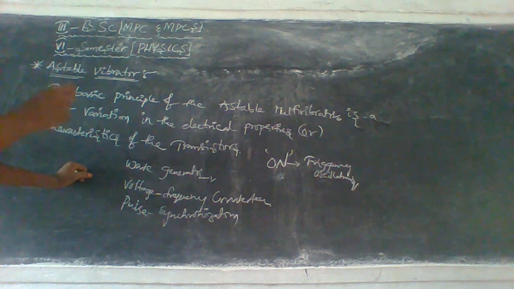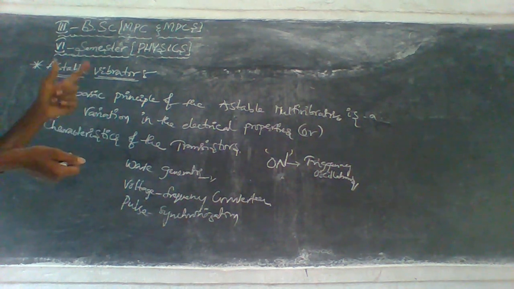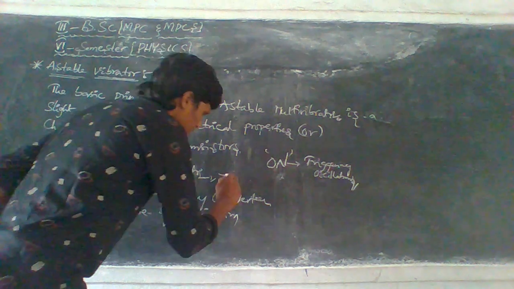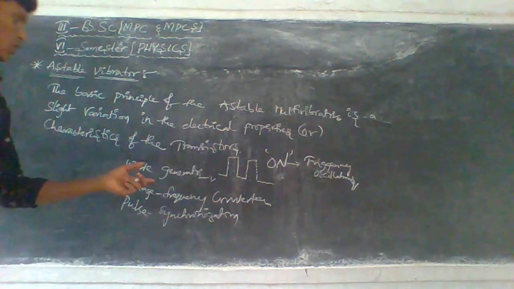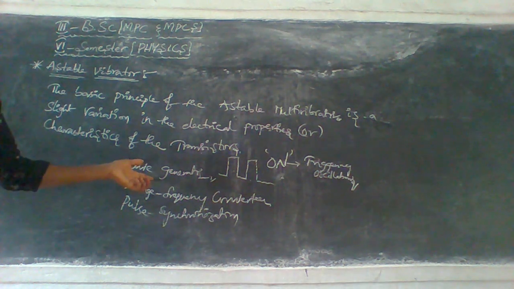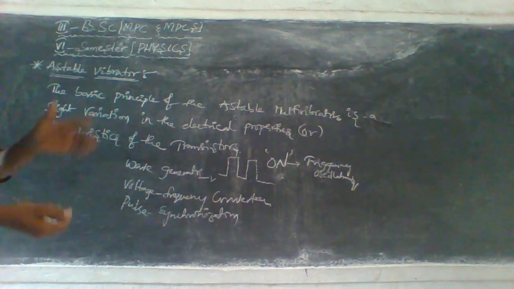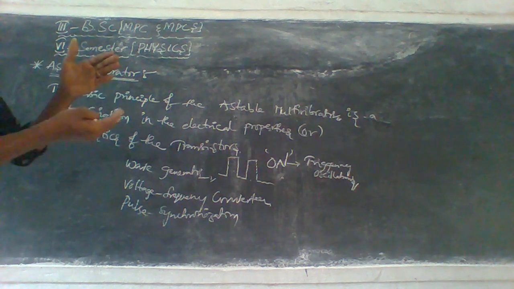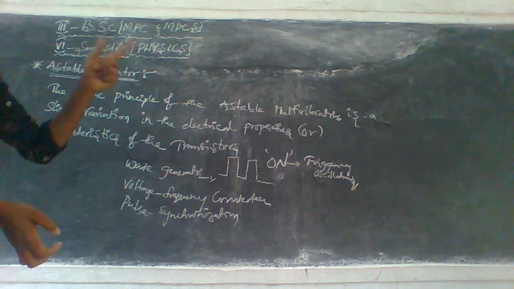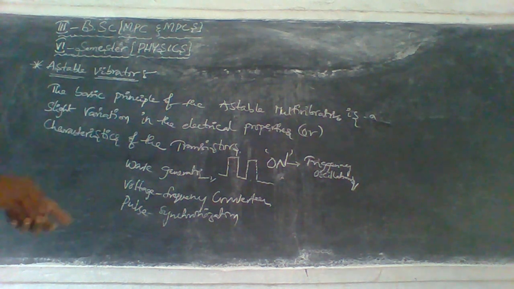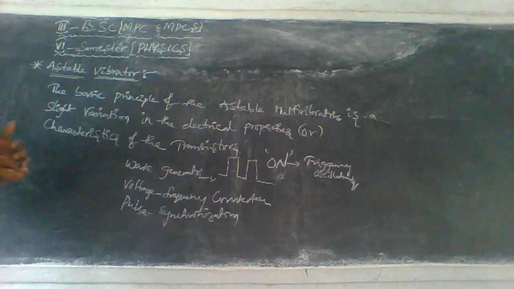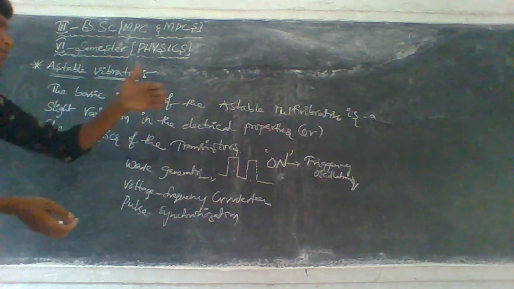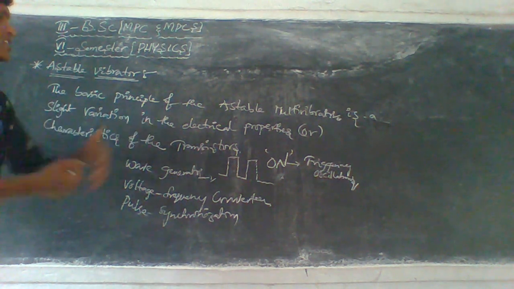Since it produces a square wave, it is used as a wave generator. It is a source of production of harmonic frequencies of higher order. The principle of the astable multivibrator is a slight variation in the electrical properties or the characteristics of the transistors.